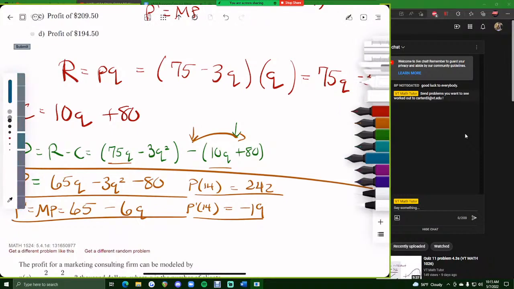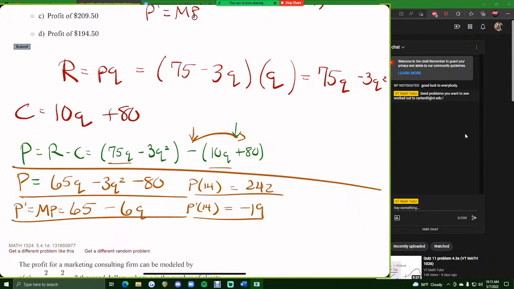Now let's talk about what this means. This means that the profit is 242 when the quantity is 14. If P prime, or the marginal profit, is negative 19 at 14 for the quantity, if we increase the quantity by 1, in other words, if the quantity were 15, this would make the profit go down by 19. Marginal profit tells us how the profit changes if we increase the quantity by 1.